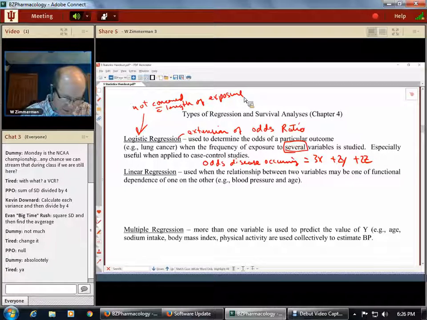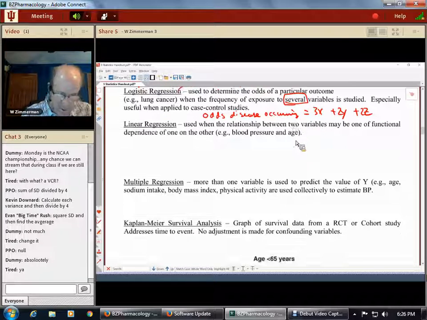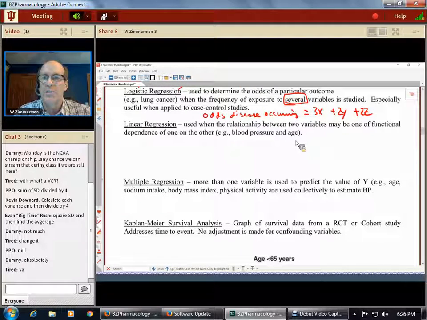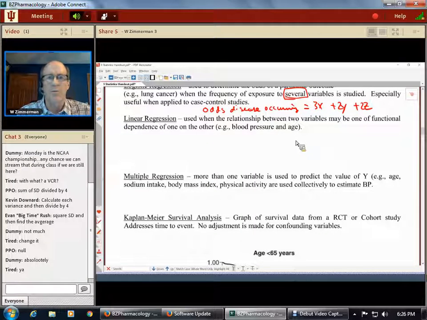Okay, linear regression. Used when the relationship between two variables may be a functional dependence of one on the other. So the example I give is blood pressure and age.